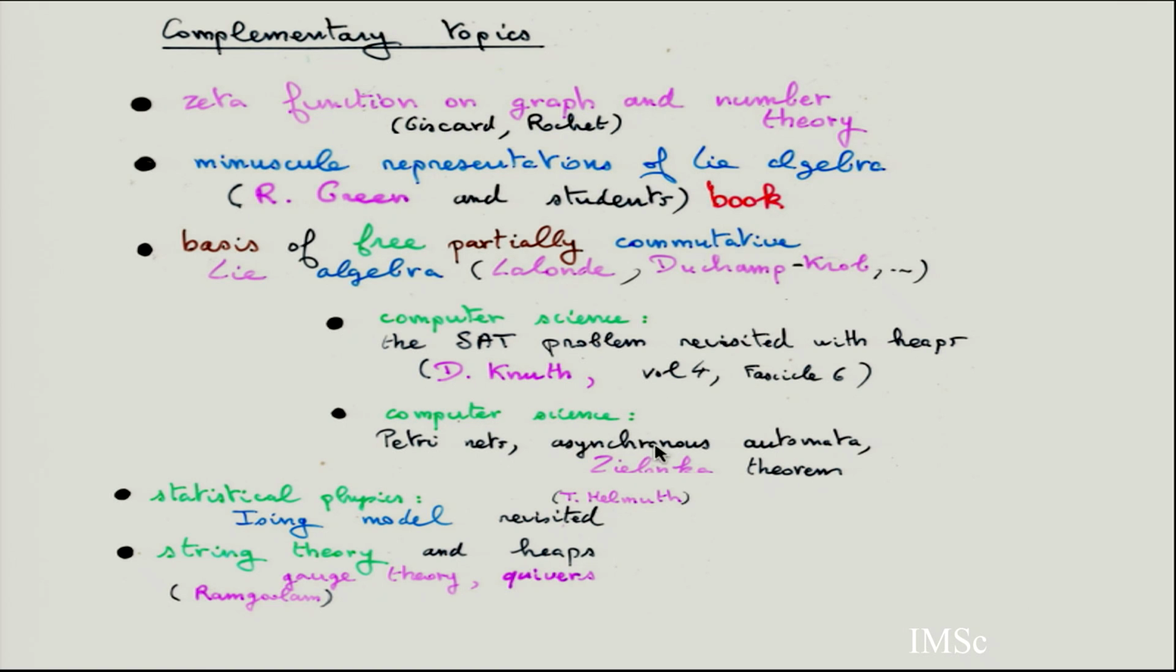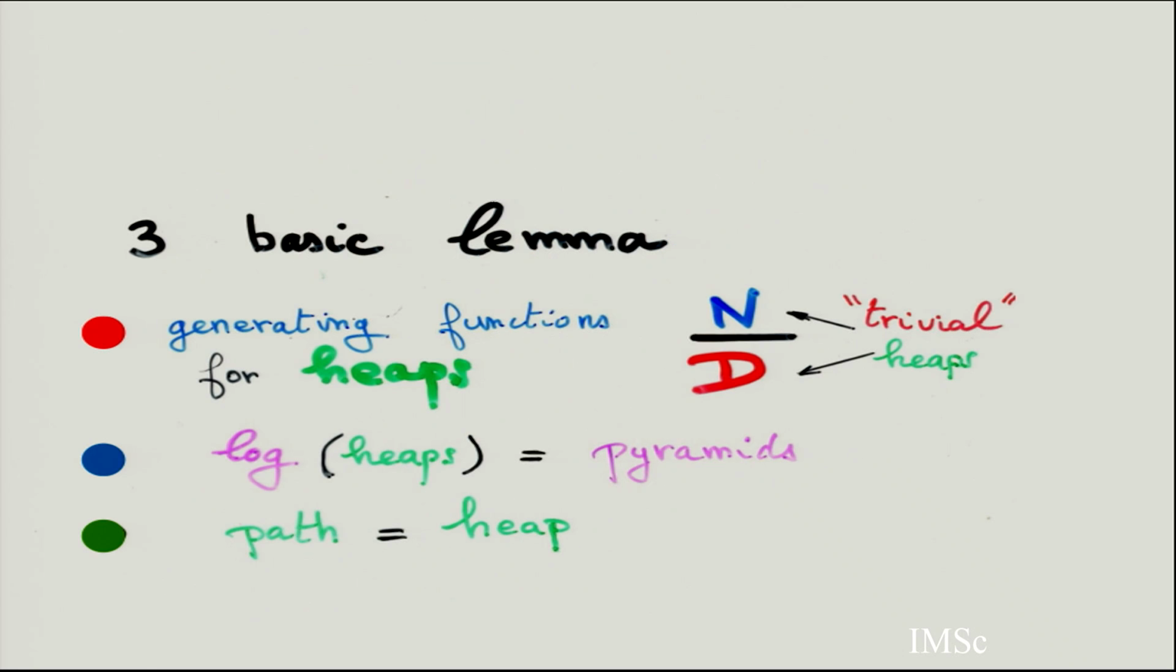So in computer science, there are also many connections. In statistical physics, there is a paper on the Ising model revisited. There is a new way to prove the generating function of the Ising model by using some heaps of pieces. And now there is also a recent paper by Ramgoolam on string theory and heaps. I don't understand the paper at all, but our colleague Suresh can explain it to me. So you see the interest of putting everybody under the same hat.